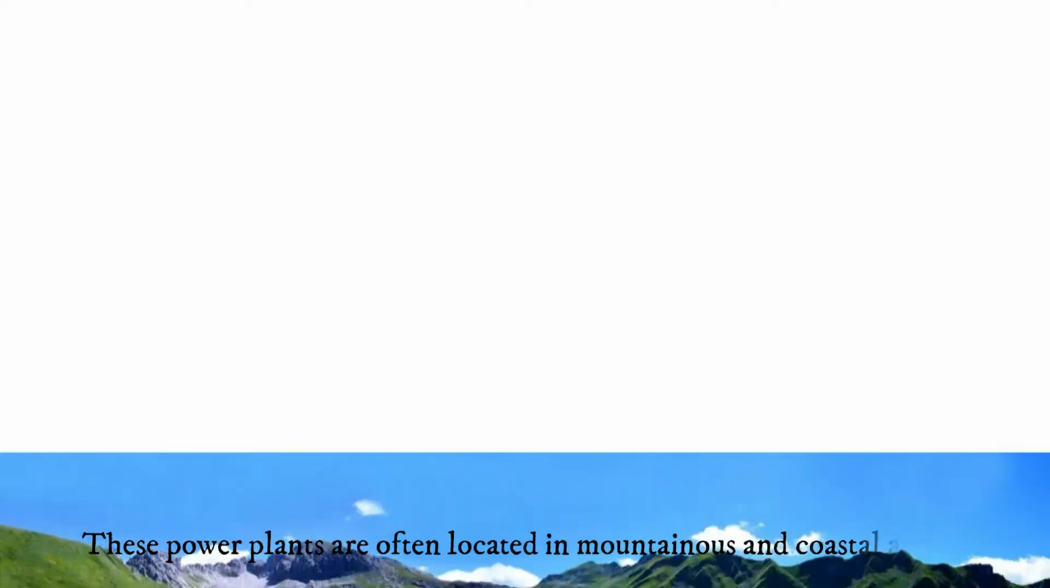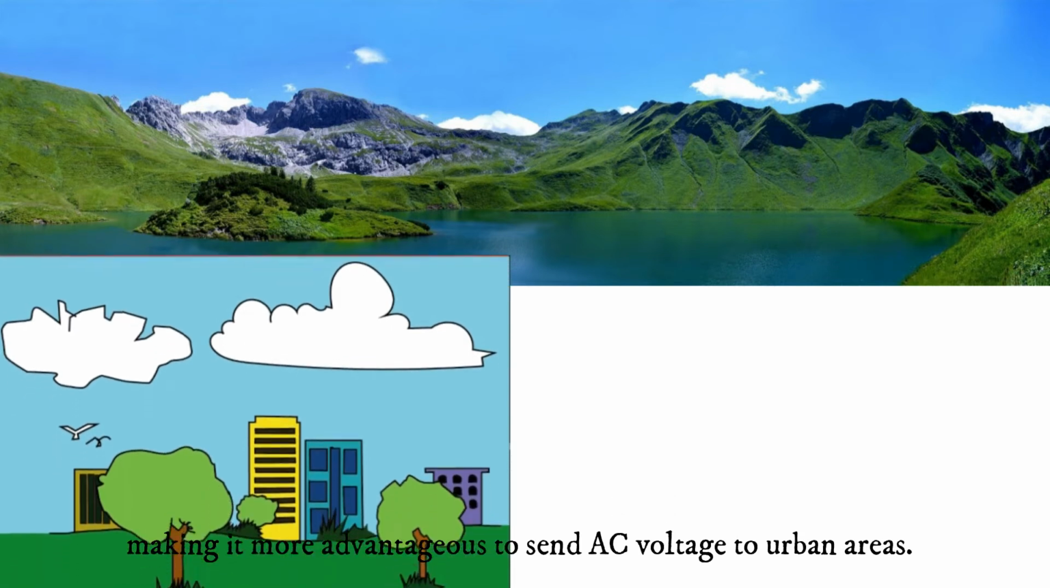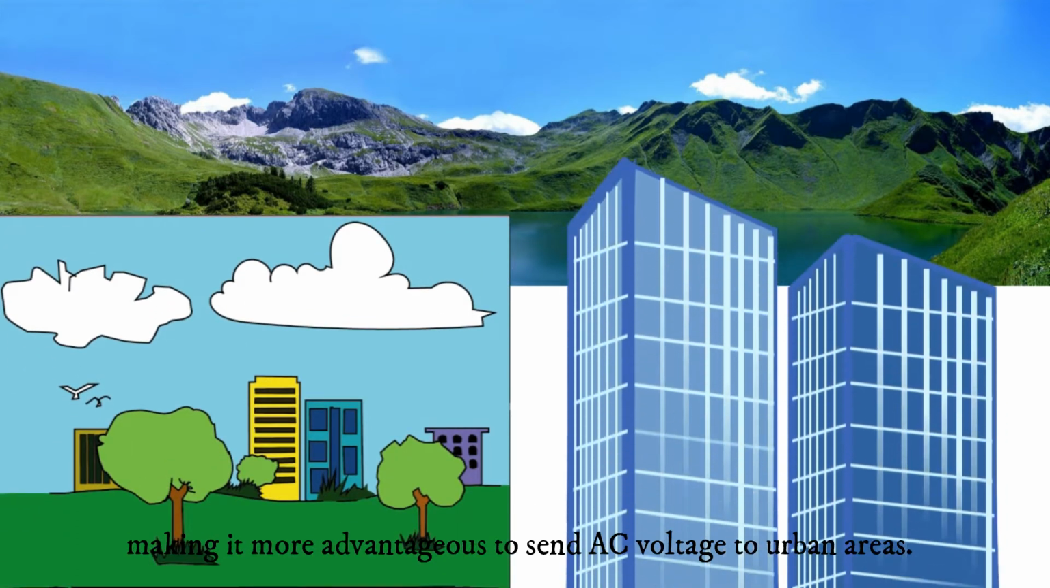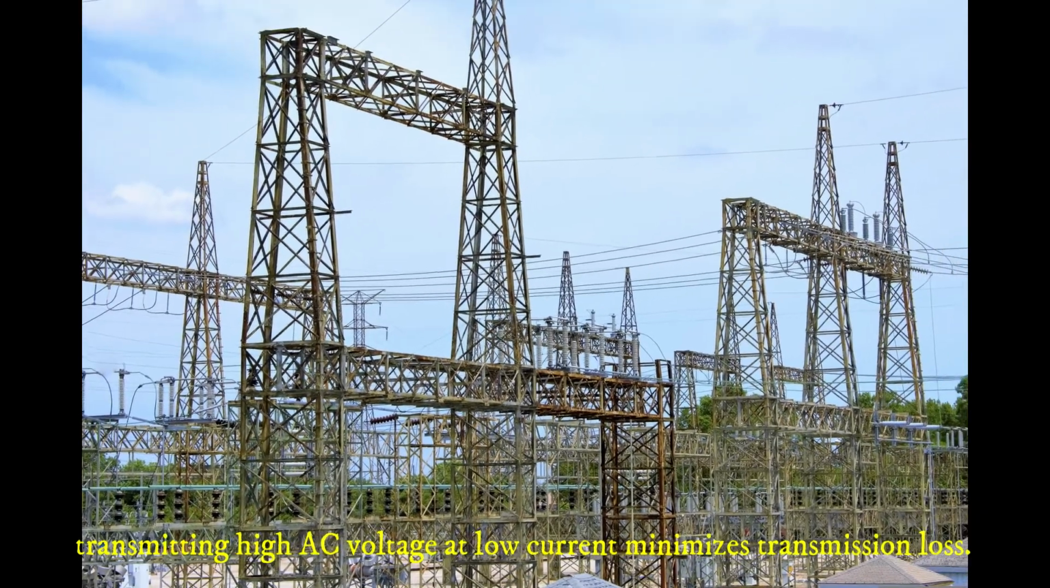These power plants are often located in mountainous and coastal areas, making it more advantageous to send AC voltage to urban areas. Transmitting high AC voltage at low current minimizes transmission loss.